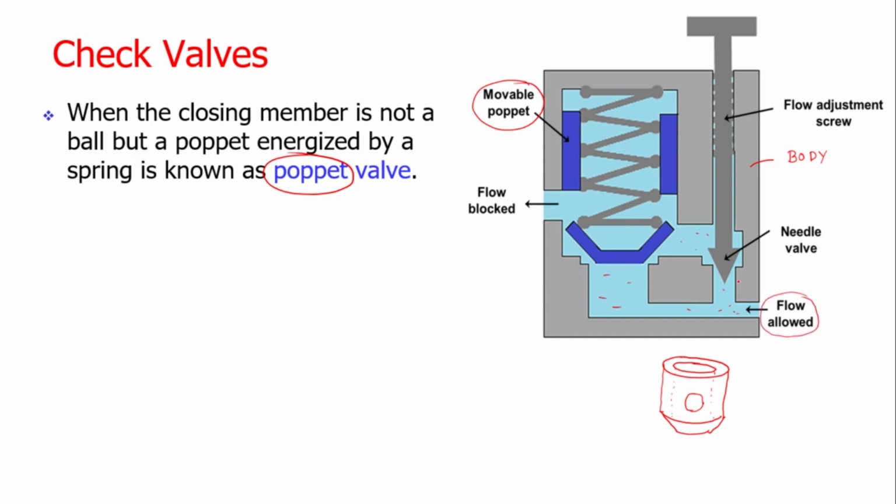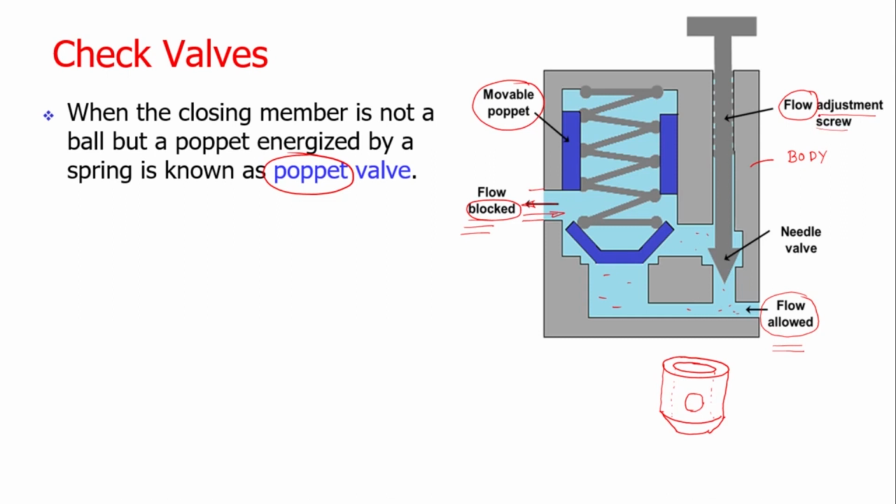The check valve, as we know, allows the fluid to flow in only one direction. So in this case, the fluid is allowed to flow in this particular direction, and this is the exit of the fluid flow. So the fluid is allowed only in this direction. In the opposite direction, the flow is blocked. To control the flow, a flow adjustment screw is also provided.